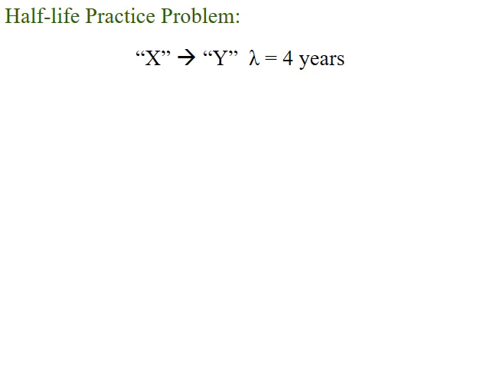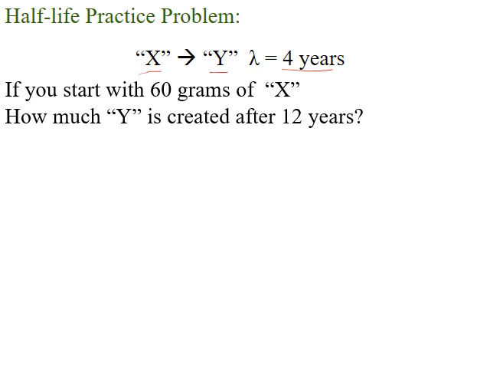So let's try another example problem. In this case, I have radioactive element X decaying to form stable element Y with a half-life of 4 years. My question: if I start with 60 grams of radioactive element X, how much Y is created after 12 years? Now notice I changed the question to ask not how much of the radioactive element is there, but how much of the stable element is there going to be after 12 years.